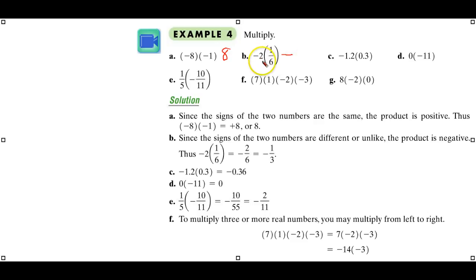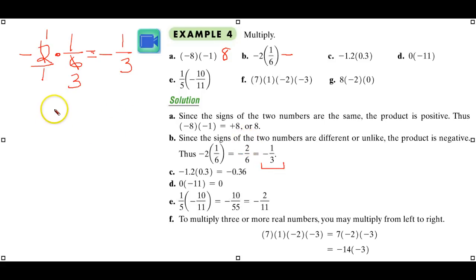And here, notice that there is a common factor here of 2. So we can do some canceling. Remember, this is 2 over 1. So 2 will go into 2 once. 2 will go into 6 3 times. And they're unlike signs, so we know our answer will be negative. And now 1 times 1 is 1. 1 times 3 is 3. So a negative 1/3.